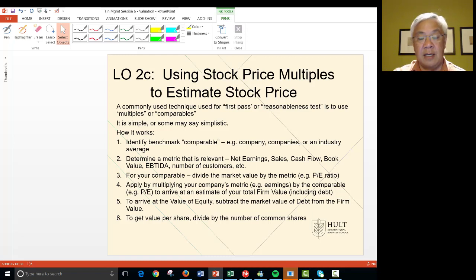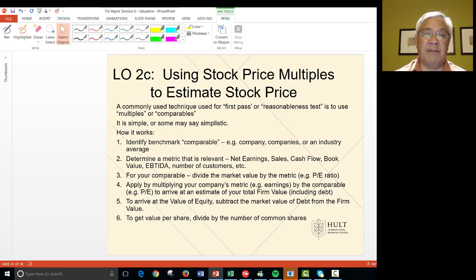Third method of valuation, which is multiples. This is best used as a first pass or a reasonableness test. You can do it up front just to see how your chosen company stacks up against some of its major competitors, or at the very end, after you do your valuation of free cash flows, see how different you are than the actual prices. We could use comparables as a way, again, to benchmark.